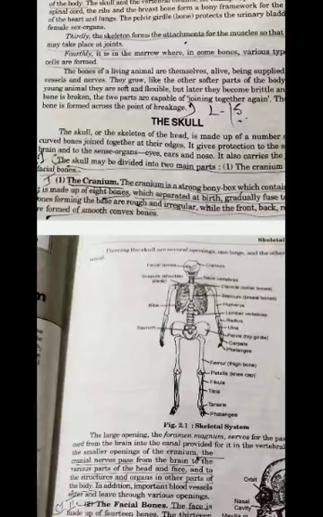The skull. It has two parts. First, I will tell you about the skull. The skull, or the skeleton of the head, is made up of a number of plate-like curved bones joined together at their edges. It gives protection to the soft, delicate brain and to the sense organs, like the eyes and ears. It also carries the jaws.